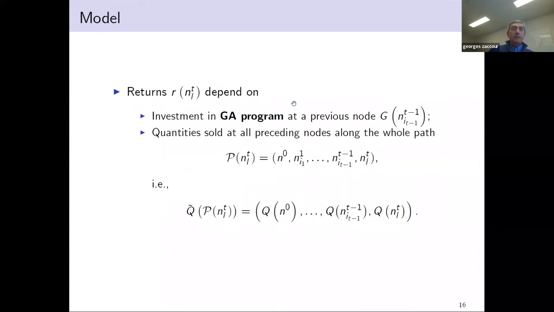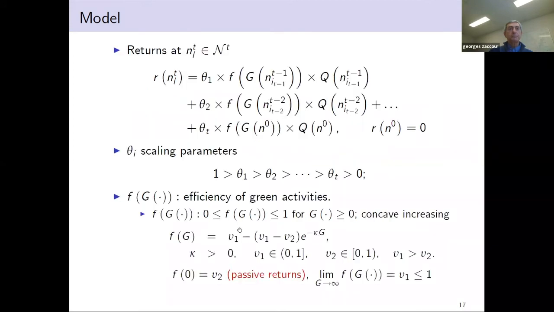Here is our main assumption: the returns at any node depend on the investment in so-called green activity programs at the previous node and on the quantities sold at all preceding nodes along the whole path. A path of a node is simply a succession of nodes going from N0 to the node I'm considering. So I can write the vector of quantities along this path as the quantity sold at N0, the quantity sold at this particular node, and so on. So I can track all quantities that were sold along this path.